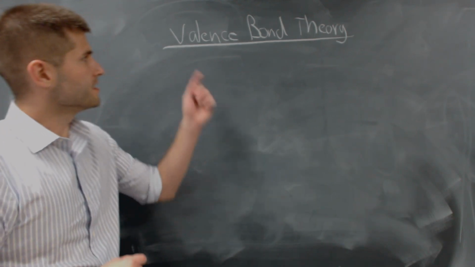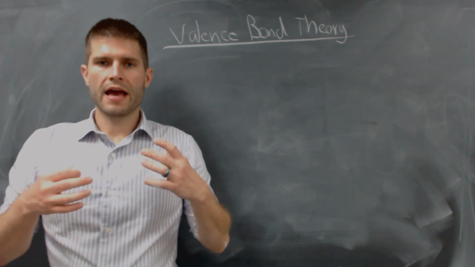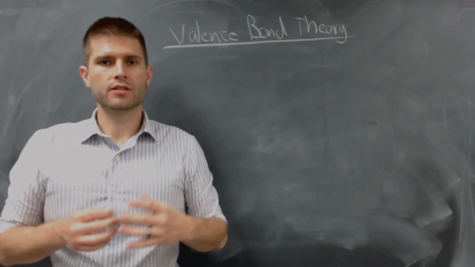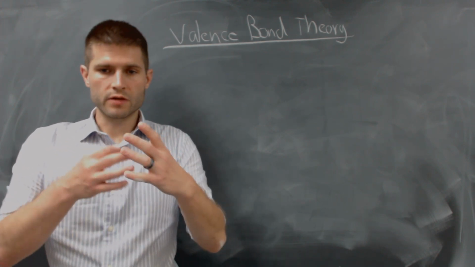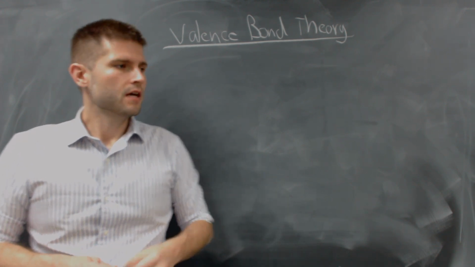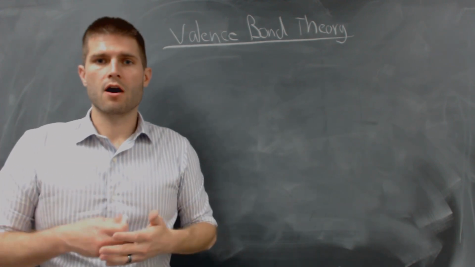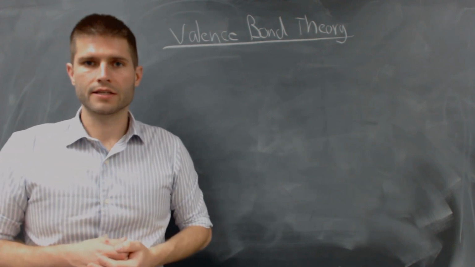Hello, in today's video we're going to be talking about valence bond theory. Now we already know that if we draw the Lewis dot structures of certain molecules, we can predict what the bond angles are going to be through that AXE notation. This is another jump in the thought process of what a bond is and how it forms in a molecule.